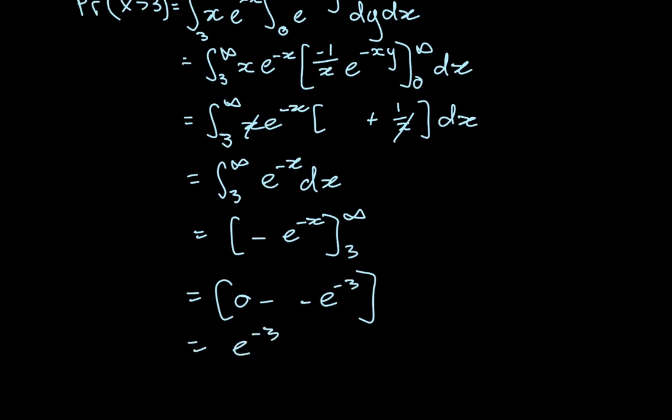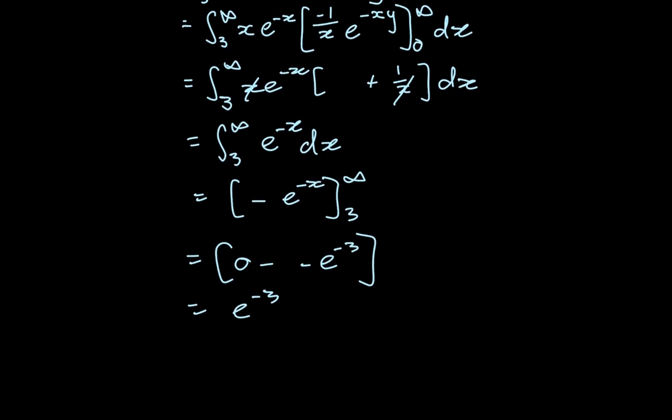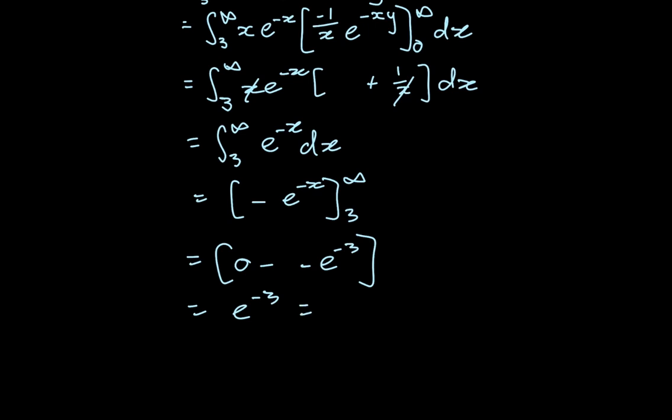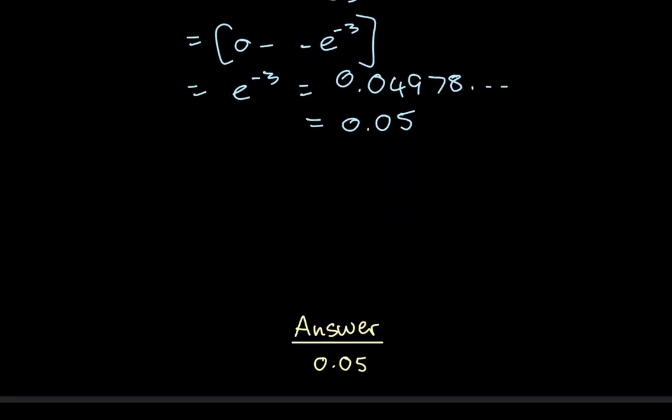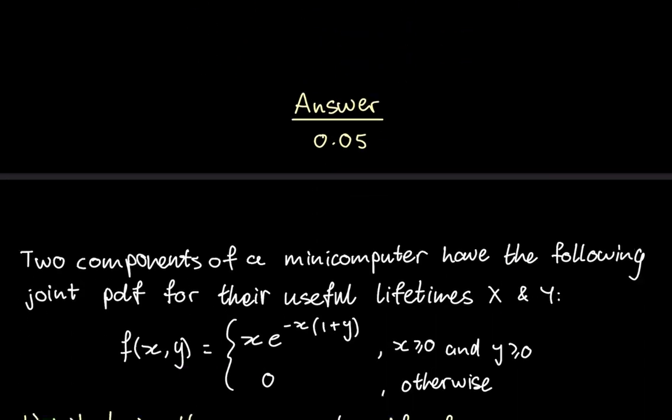And if you type that into your calculator, you will get 0.04978, etc., which just rounds to 0.05. Okay, now we check our answer, 0.05. Okay, that's correct. So let's move on to this next question now.